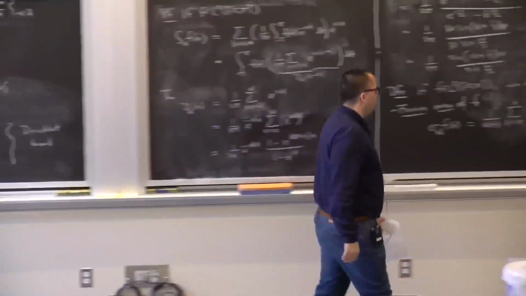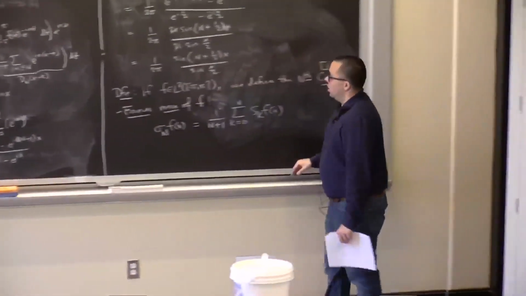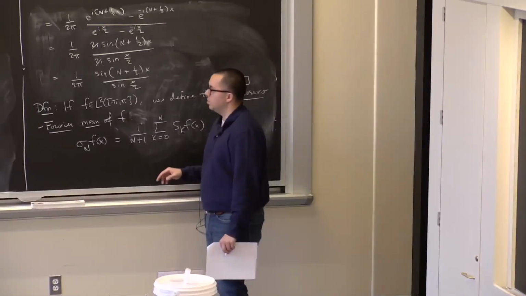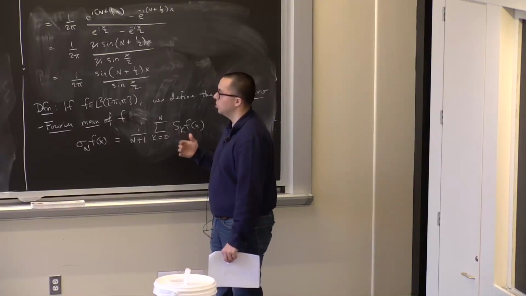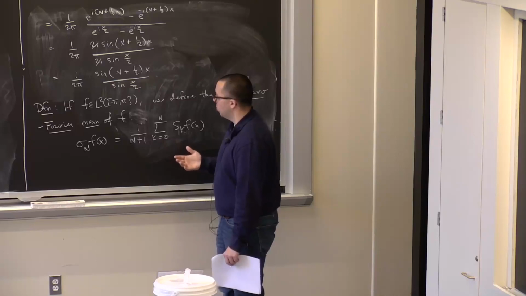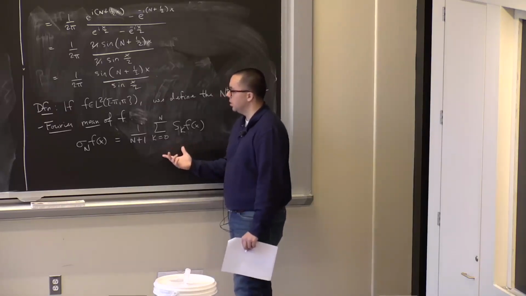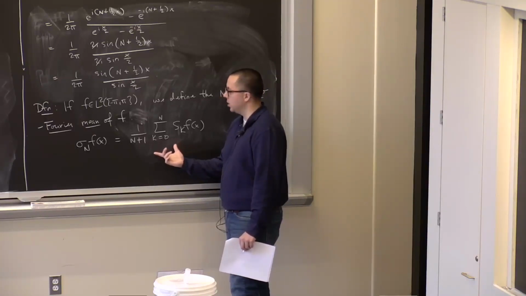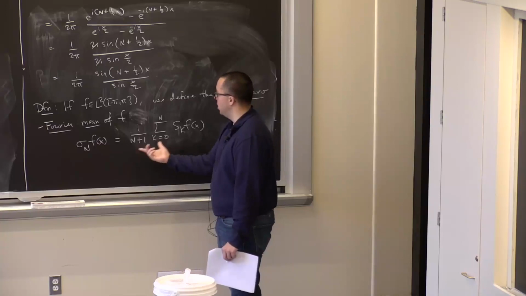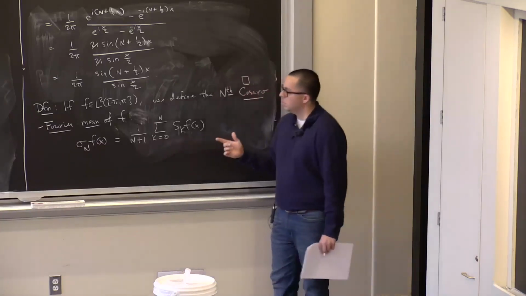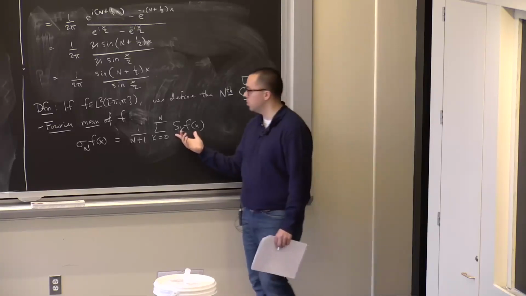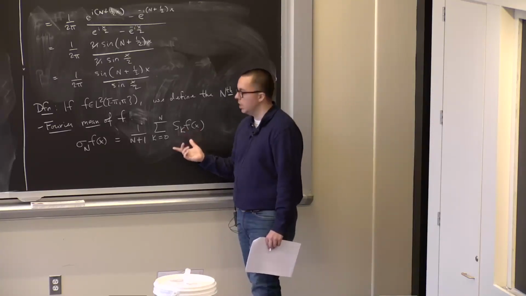So what one can do instead is, instead of trying to prove directly what's in the yellow box, that if all the coefficients are 0, the function is 0, prove that this object converges to f. This object here, this mean of the partial sums, maybe has better properties than the partial sums we were originally trying to study.